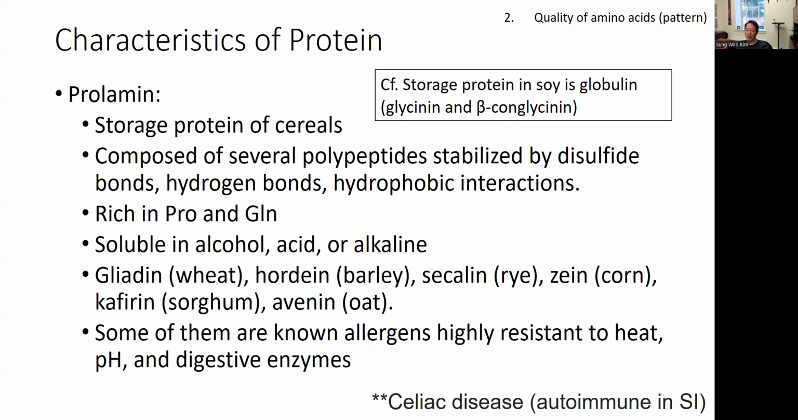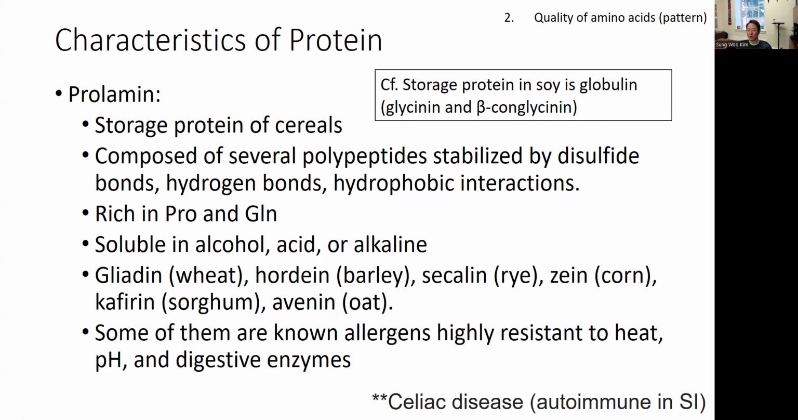It is shown that this wheat prolamine, not only wheat, but many wheat here, is known to cause allergenic reaction. So they're known as allergens when animals and humans ingest them. So it causes allergy reaction in the small intestine. Okay?